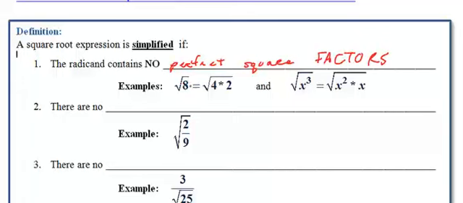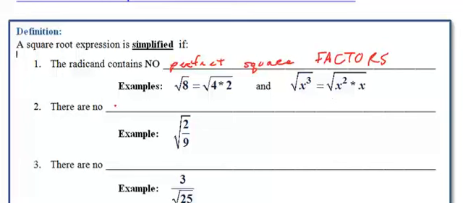And if we look at this example, the square root of 8, 8 contains a perfect square factor. If you go to your list of perfect squares, 4 is a perfect square and it is a factor of 8. The square root of x cubed contains a perfect square factor because, remember, even powers of variables are perfect squares, and x squared then is a factor. So these are not in simplified form.